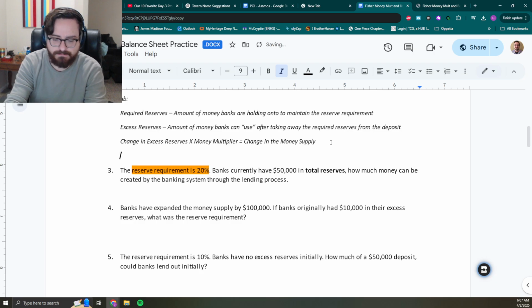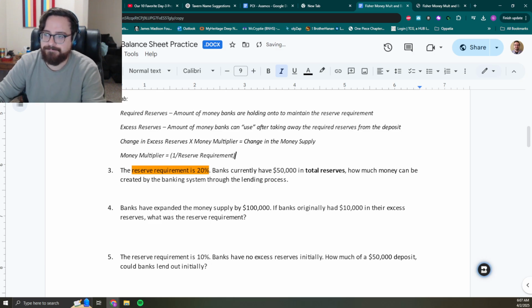That money multiplier is 1 divided by the reserve requirement. And that's what we need.